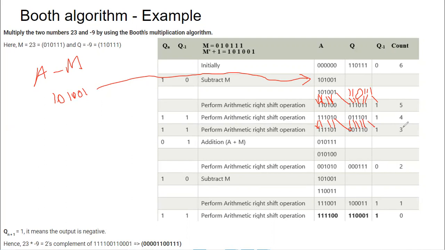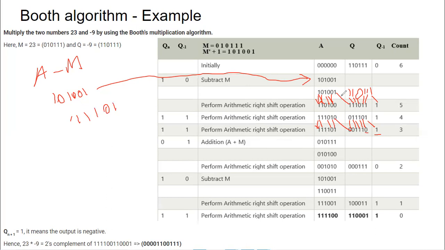Now you reduce the count to 3. Then when you check Q and Q minus 1, the values are different, 0, 1, which means you have to do A plus M. So what is the value of A? This is your A. And M is what we have found here. So this is your M. Add with that value. So what is your A? 1, 1, 1, 0, 1.